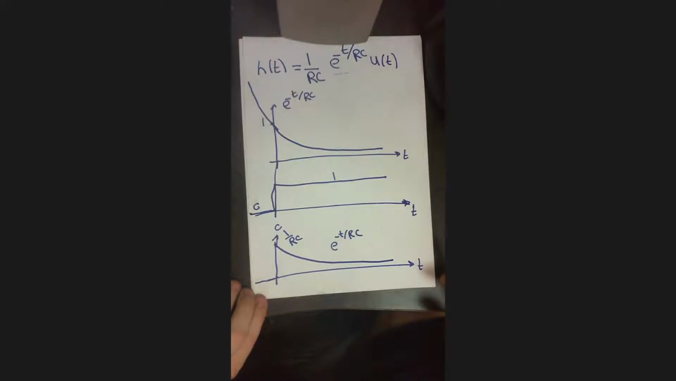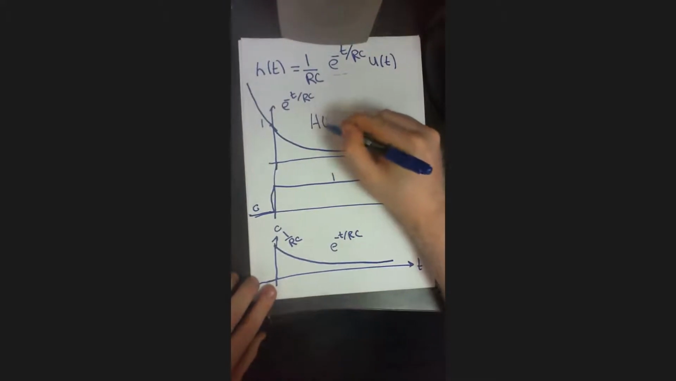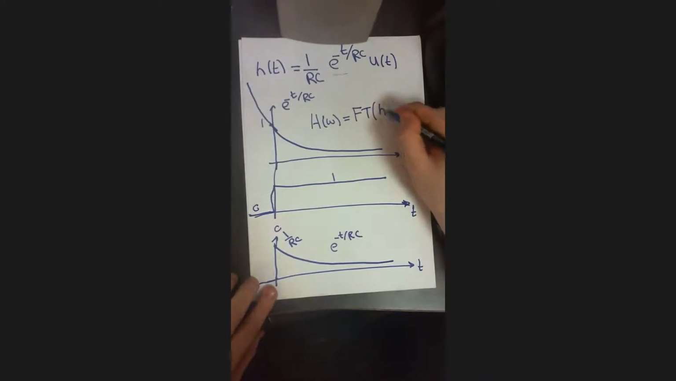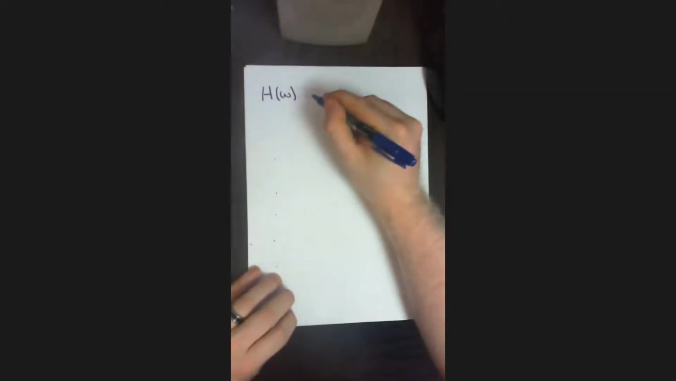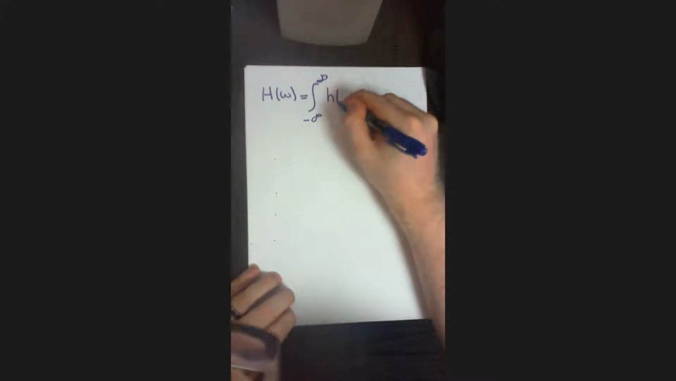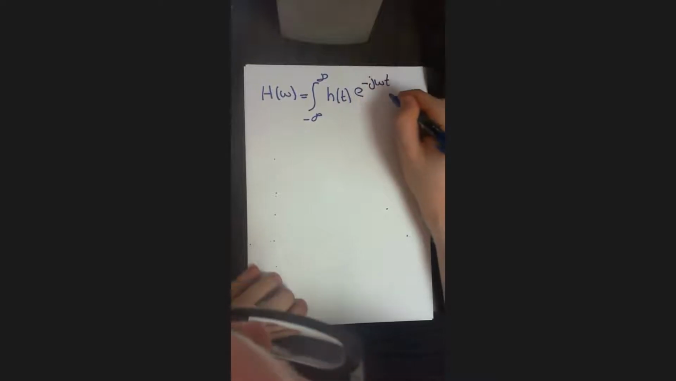Now we are interested to get what's called the h of omega. The h of omega, as we know, is simply obtained by taking the Fourier transform of the h of t function, which is the time response function of the system. So this is our next step. We know that h of omega is equal to the integration from negative infinity to infinity of h of t e power minus j omega t dt.